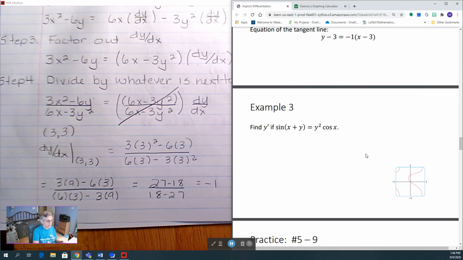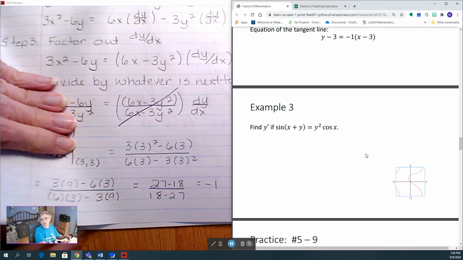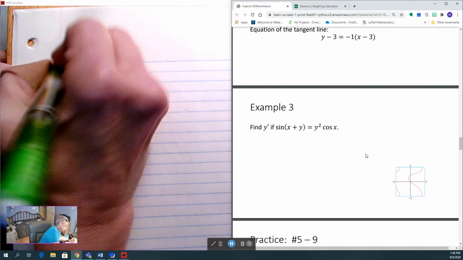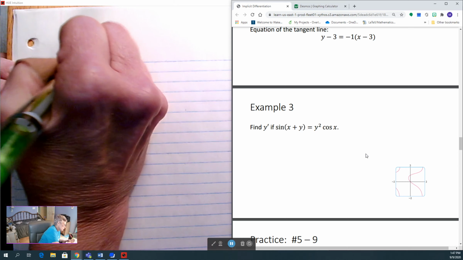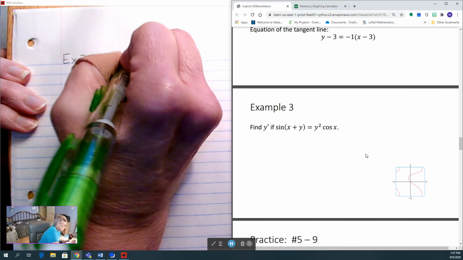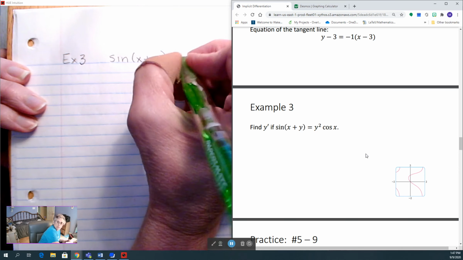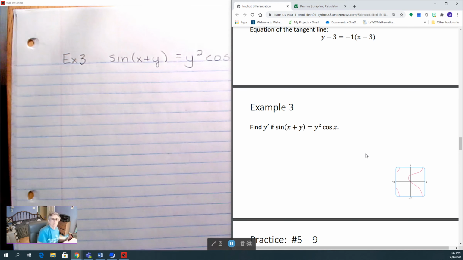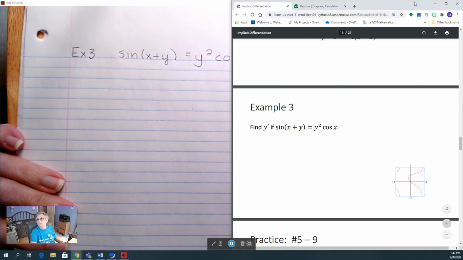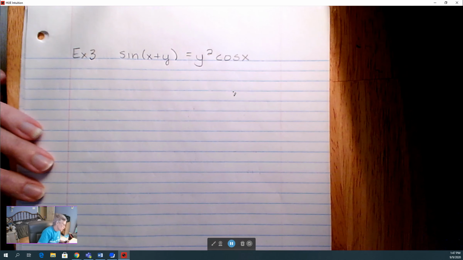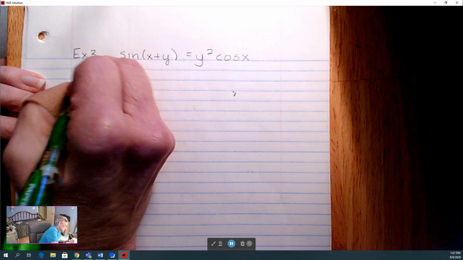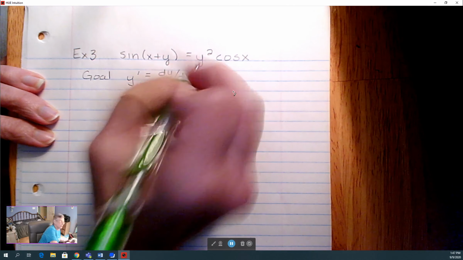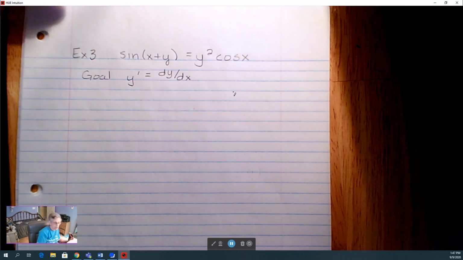Okay, so let's throw some trig in here. Find y primed if sine of x plus y is equal to y squared times the cosine of x. Our goal is to calculate y primed, which we know is the exact same thing as dy dx.